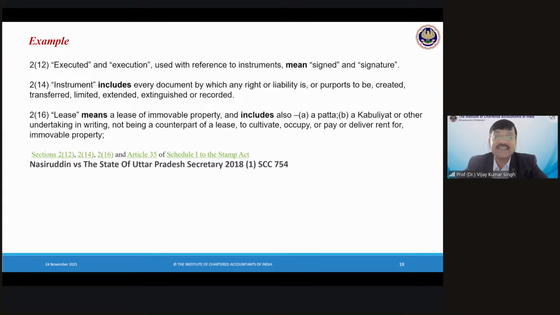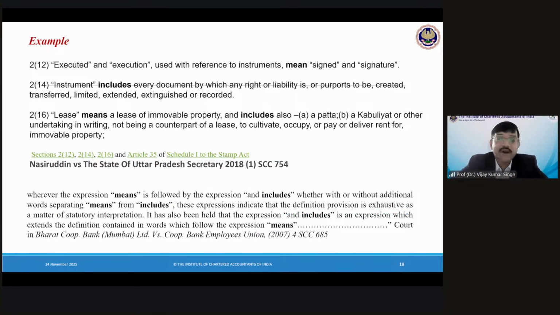2 subclause 16 defines lease, and it says it means a lease of immovable property and includes also a patta, kabuliyat or other undertaking. So you can see in this definition there are two terms, means and includes also. In the case of Nasiruddin versus State of Uttar Pradesh, the question came up whether that transaction attracted stamp duty or not. Here the court interpreted the term includes and treated the transaction as an undertaking, as a lease, and then stamp duty was imposed on that transaction by an expansive definition. So this is how the interpretation helps.